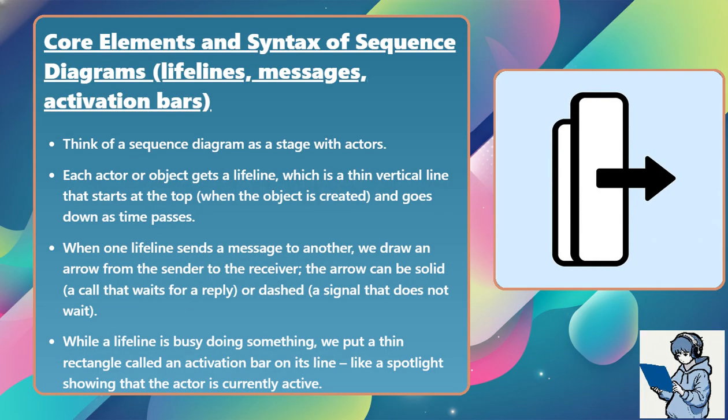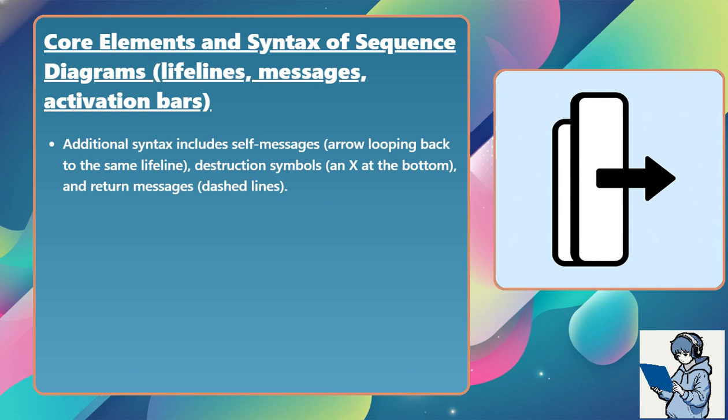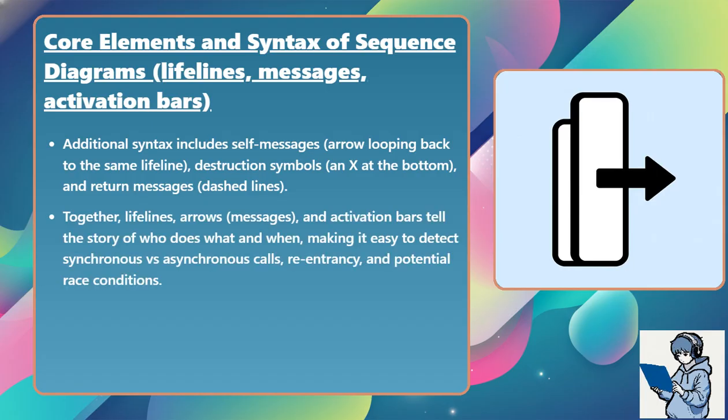While a lifeline is busy doing something, we put a thin rectangle called an activation bar on its line like a spotlight, showing that the actor is currently active. Additional syntax includes self-messages, an arrow looping back to the same lifeline, destruction symbols, an X at the bottom, and return messages, dashed lines. Together, lifelines, arrows, messages, and activation bars tell the story of who does what, and when, making it easy to detect synchronous versus asynchronous calls, reentrancy, and potential race conditions.